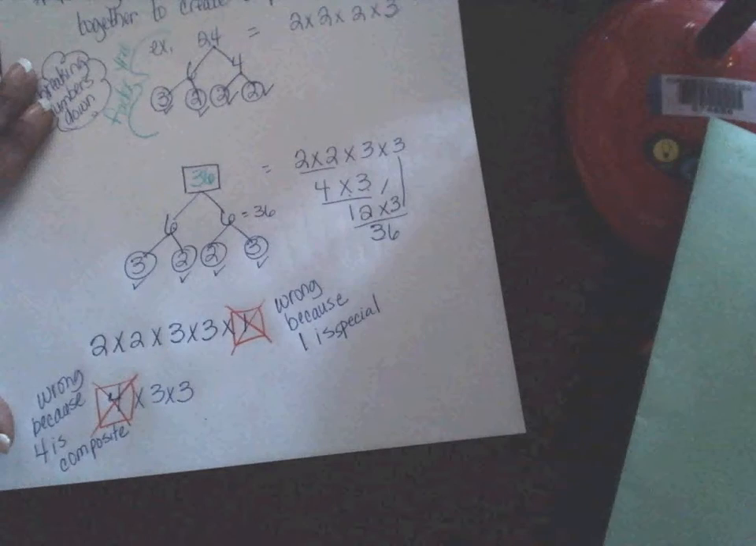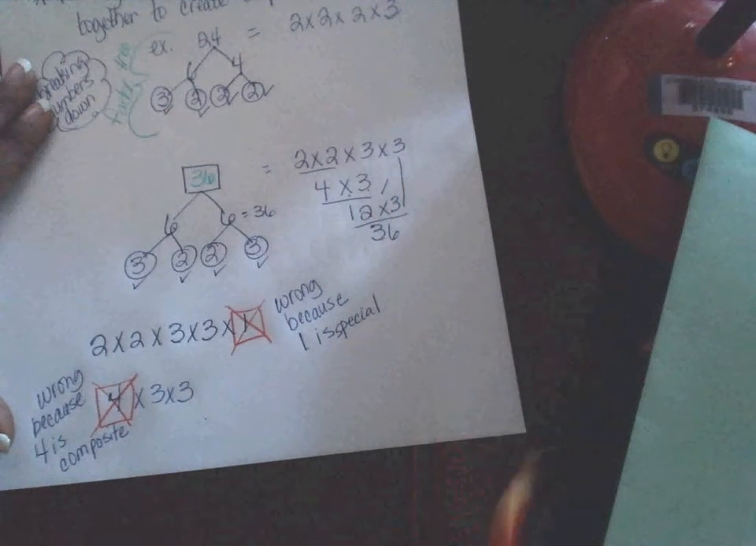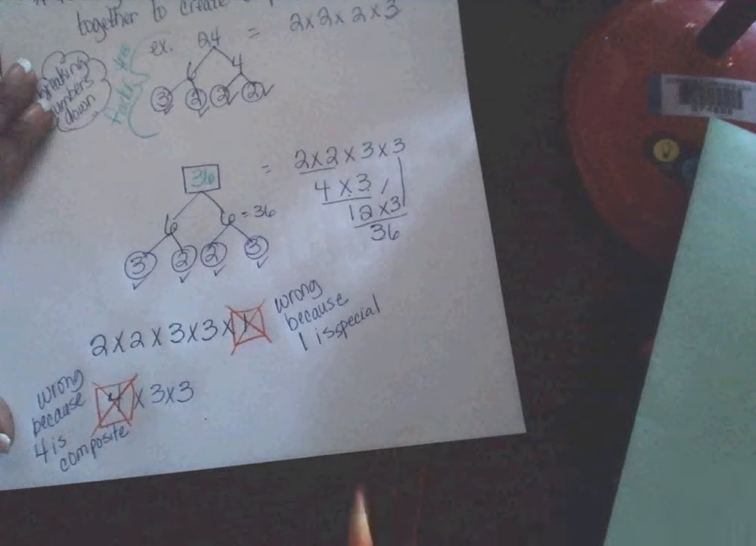When you're looking at prime factorization, each of your numbers has to be prime, because that means that they're fully broken down. Okay?